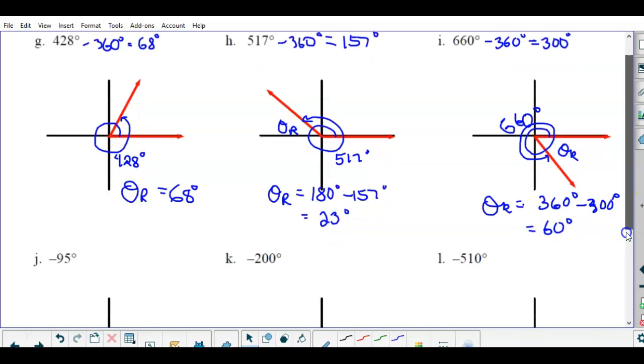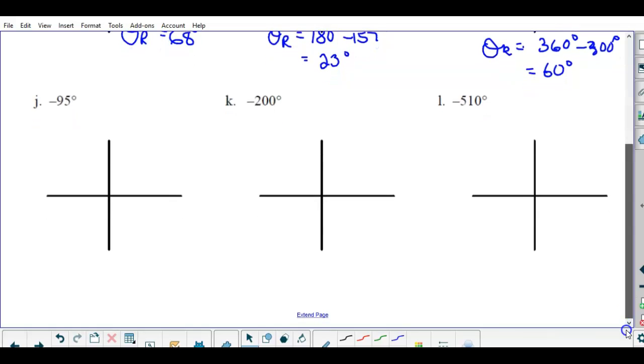Okay, now we're going to look at negative angles. So we're just going in the opposite direction. Now we're going clockwise. So we start at the positive x-axis. Now we're going negative 95. Well, if we go downwards, the vertical axis here is negative 90. So it's going to be just a little bit more than that. And we're starting here because it's negative. So anytime your arrow is going down and around, then your angle is going to be negative.